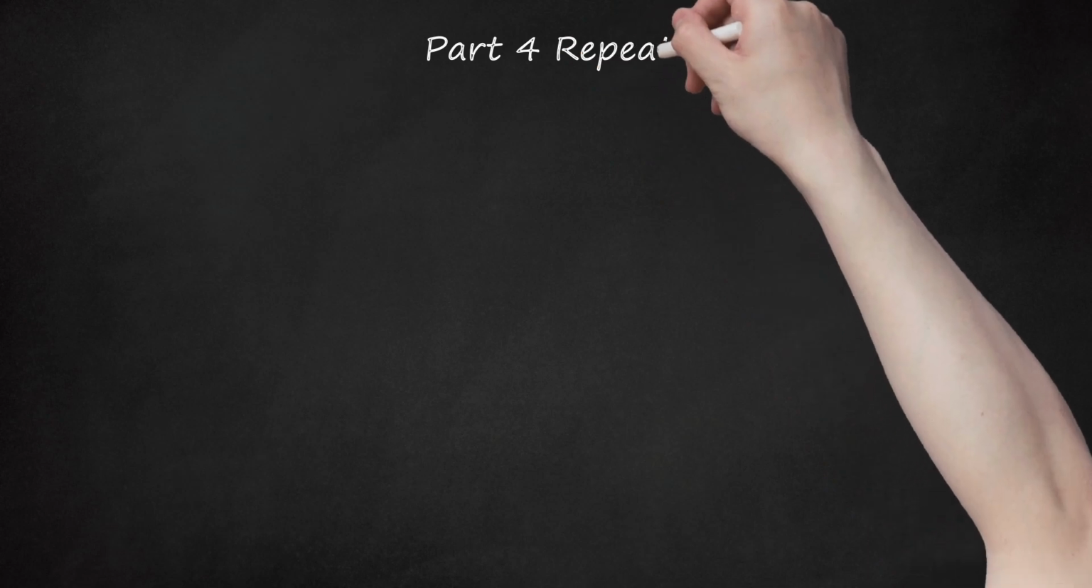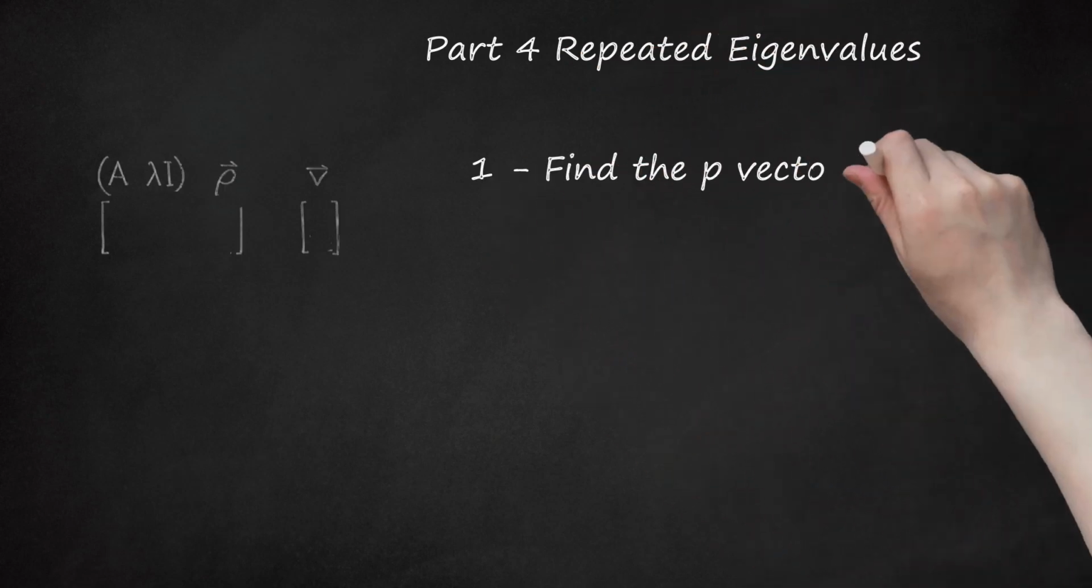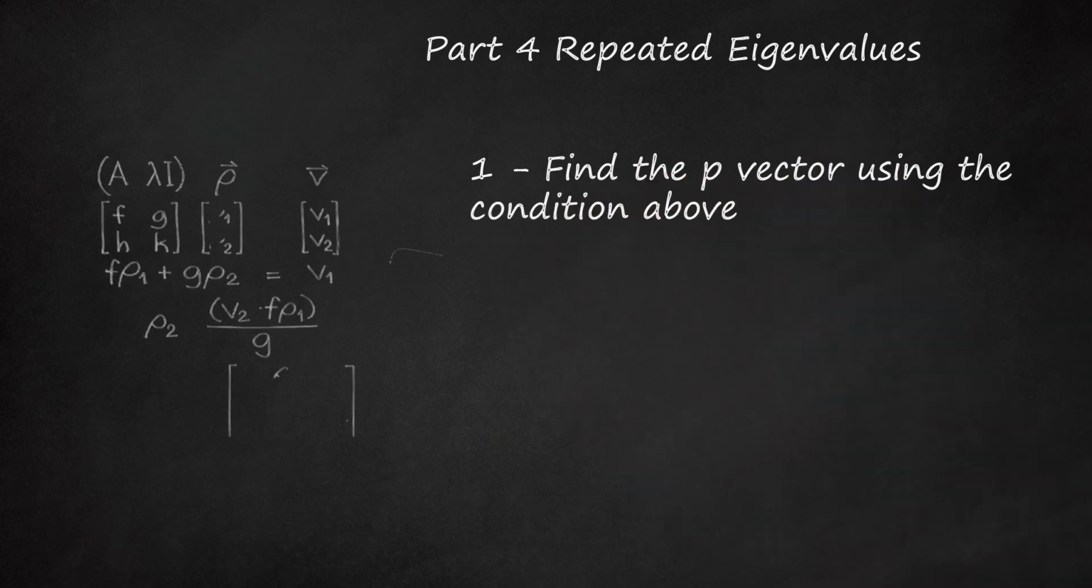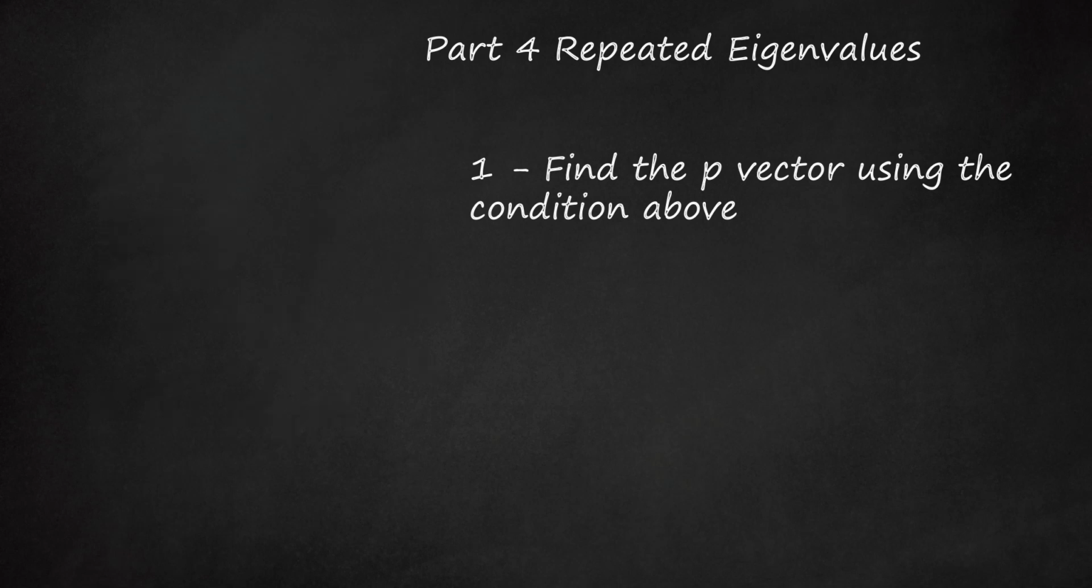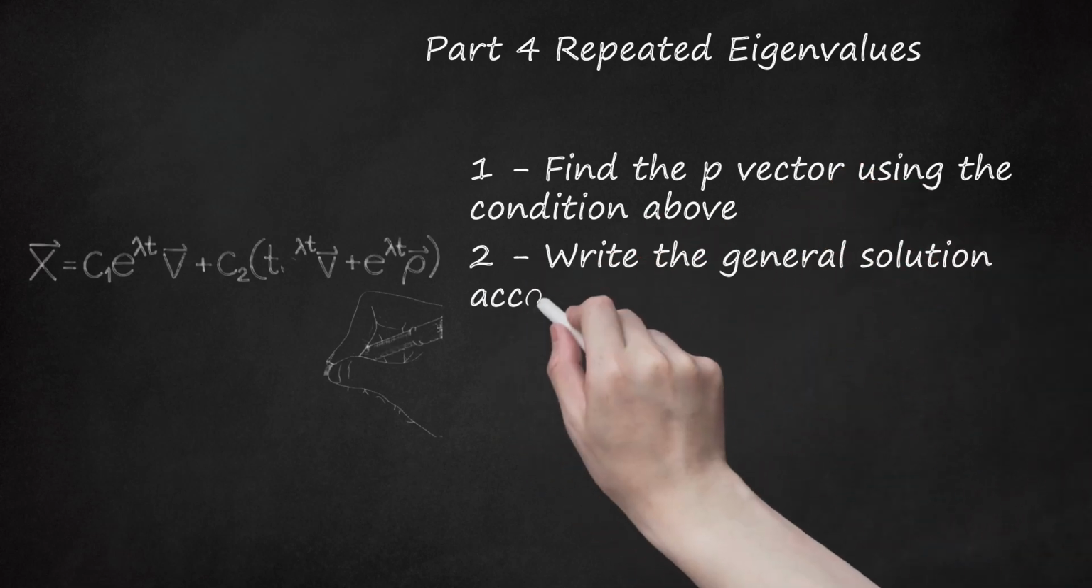Part 4: Repeated eigenvalues. 1. Find the p-vector using the condition above. Remember to keep the p-vector as simple as possible. Usually, this means choosing p1 to be 0. 2. Write the general solution according to the formula.